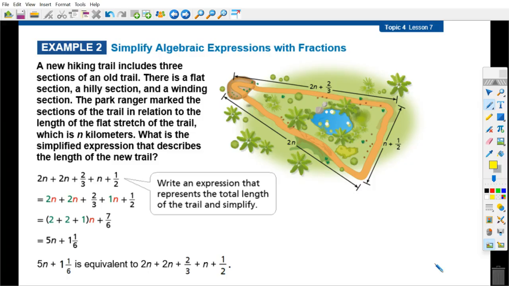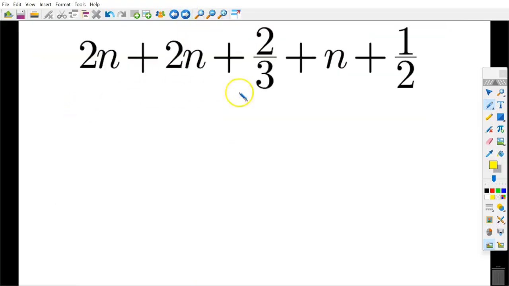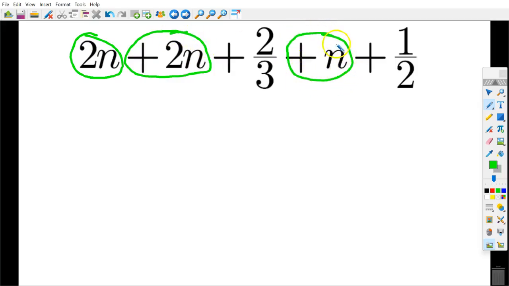So, this is looking like perimeter. We have 2n plus 2/3 plus 2n plus n plus 1/2. Okay? That is our expression, and I've got it written down right here. So let's do our thing. We circle positive 2n. We circle positive 2n. We circle positive n. Now we underline the constants. We've got positive 2/3 and positive 1/2.